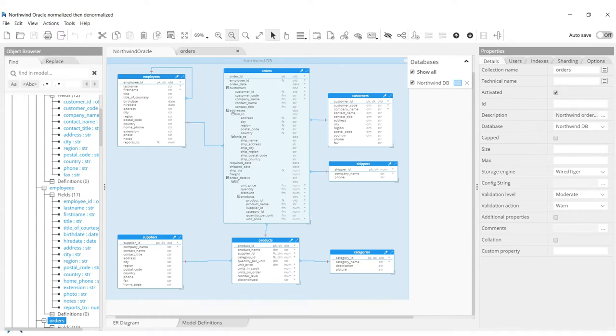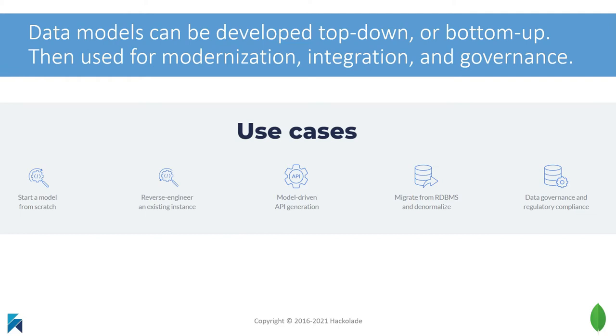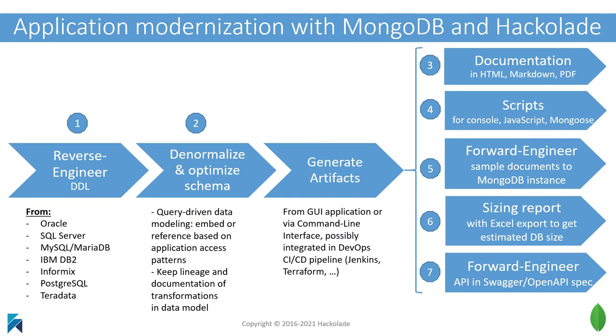objects and arrays. With our Hackolade Studio tool for schema design, we embrace agile development with several use cases, including forward and reverse engineering, data governance, design-first model-driven API generation, etc. One of the use cases for the tool is demonstrated next to illustrate a typical migration exercise.